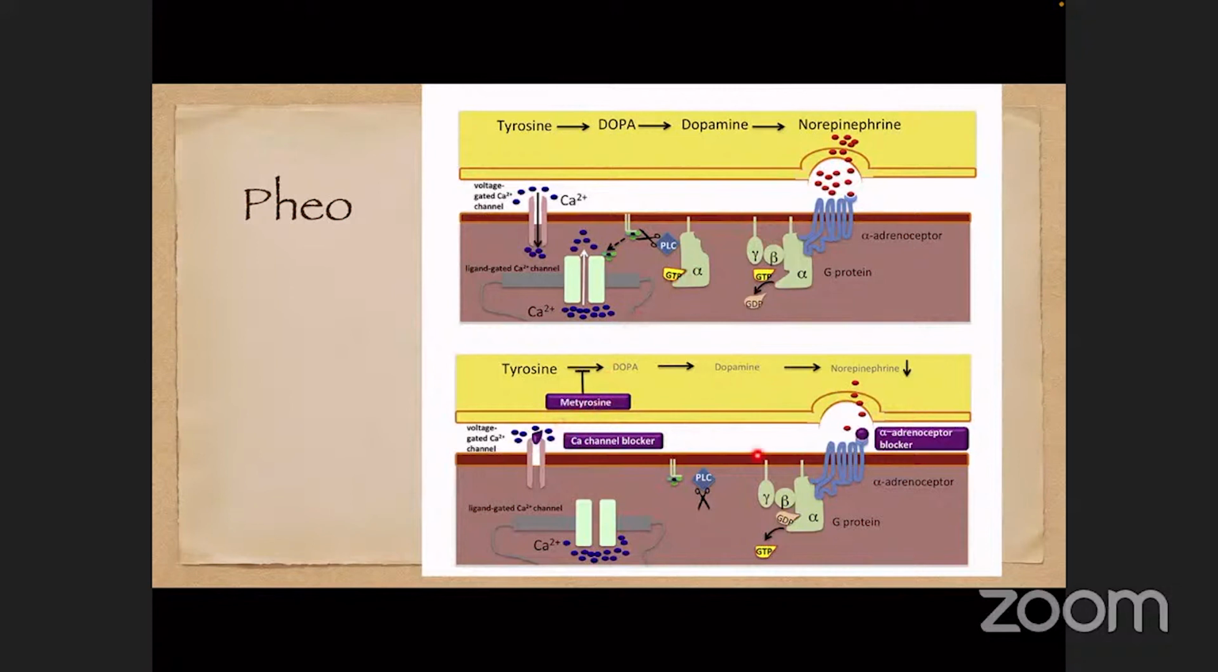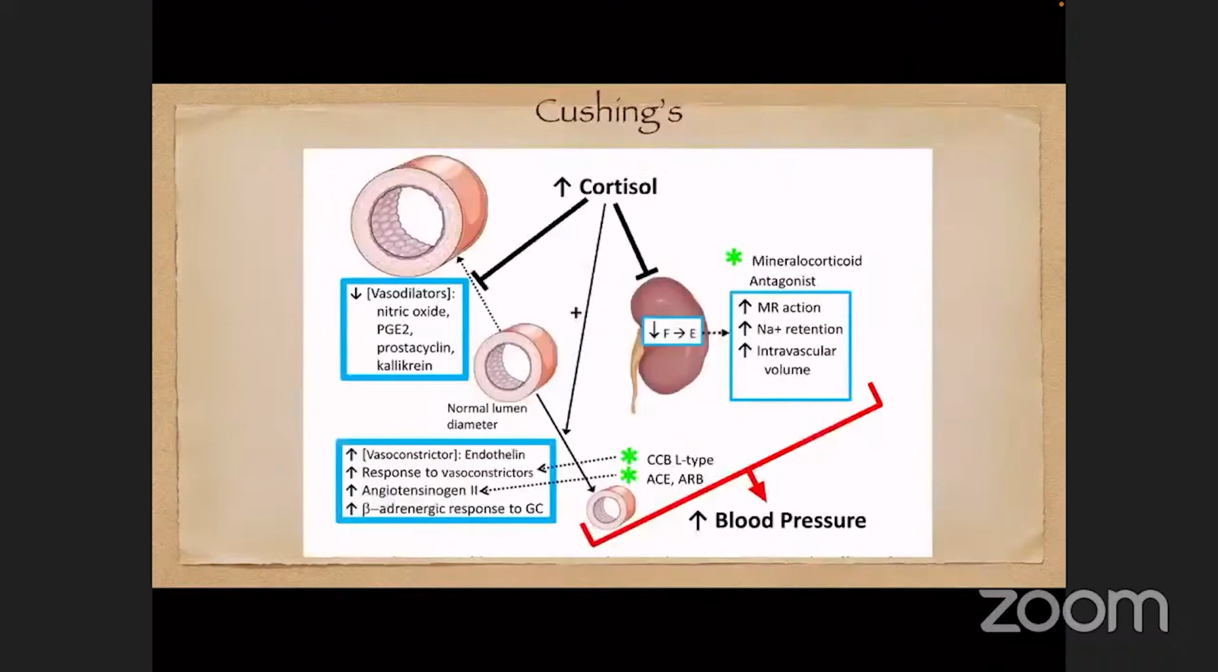So here it's also showing you what are the good drugs that you can use. Either you block the synthesis of norepinephrine, or you block the action of the released norepinephrine onto the receptor, or because the end point is release from the calcium channel, you can use a calcium channel blocker also effectively to control the blood pressure in this patient.